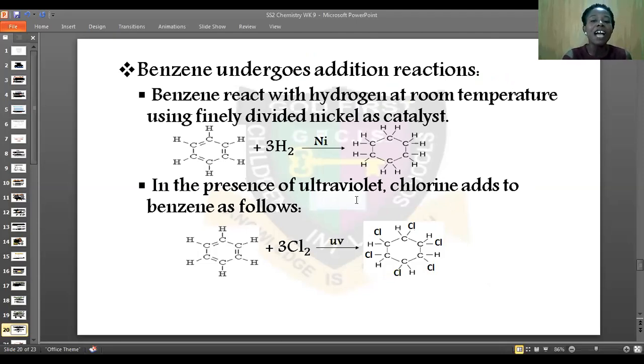It can also react with chlorine in ultraviolet light, in the presence of sunlight or ultraviolet light, to give you this substance. This is known as 1, 2, 3, 4, 5, 6 hexachlorobenzene, or what we call benzene hexachloride. So these are the products of the reaction of benzene.